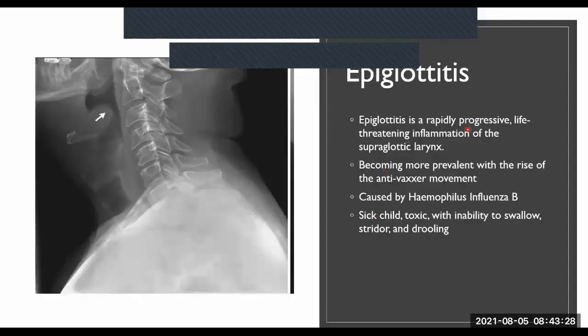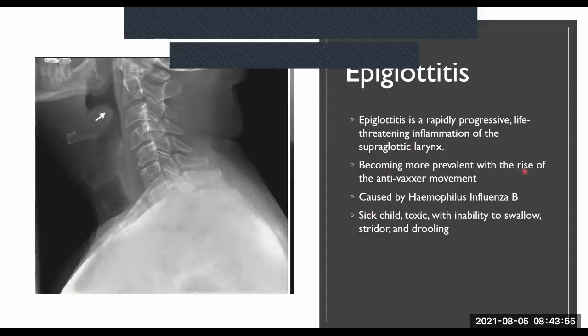Epiglottitis, and this is very true, rapidly progressive, life-threatening inflammation of the supraglottic larynx. Why is it life-threatening? Very good, because there's your airway just here. So as it gets bigger, it's just cutting off your airway. And the epiglottis is not a large structure. So when it swells up quickly, and to a large extent, it can block off everything, because you're not talking about a lot of space in your neck. All right. So remember that.